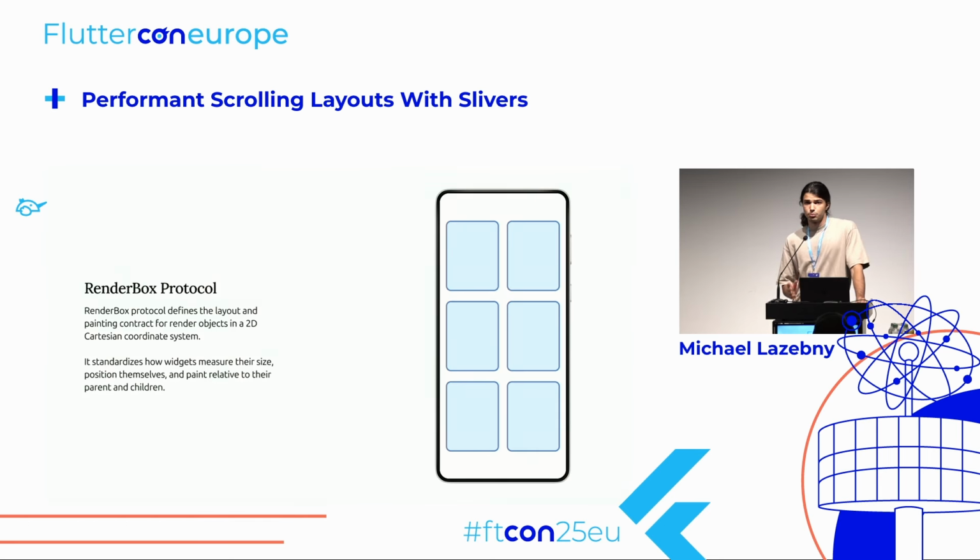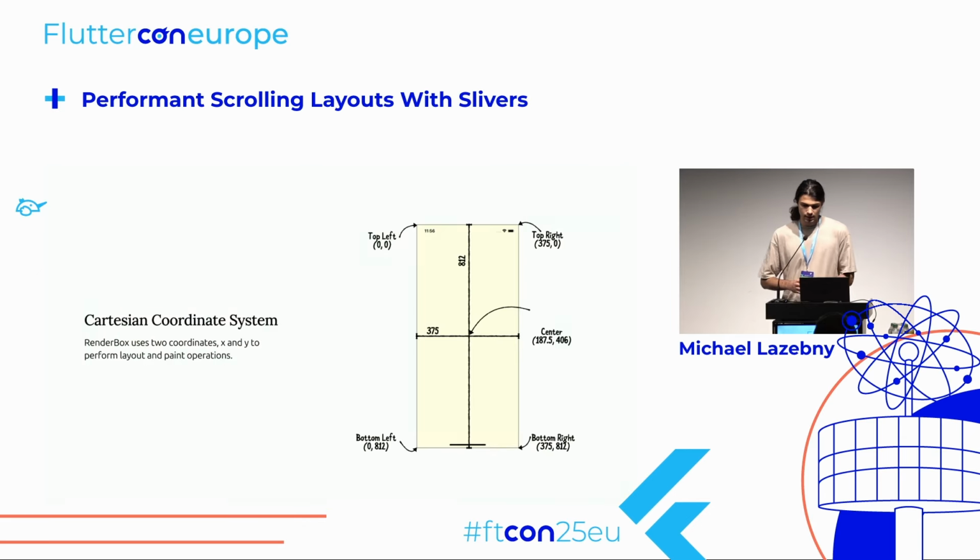The foundational protocol for render objects is called RenderBox. It standardizes how things are painted in a 2D Cartesian coordinate system. The Cartesian coordinate system is that basic thing we all learned in school, with two coordinates, x and y, where x grows to the right and y grows to the bottom. So the origin of the coordinate system is at the top left, where x and y are 0.